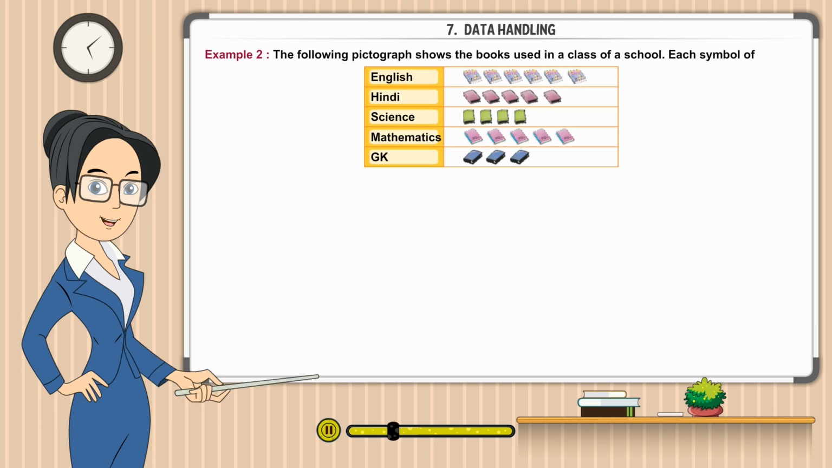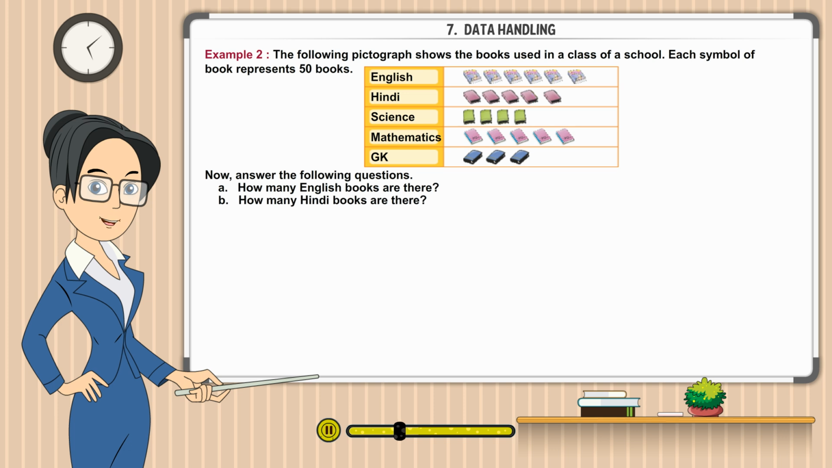Example 2. The following pictograph shows the books used in a class of a school. Each symbol of book represents 50 books. Now answer the following questions. How many English books are there? How many Hindi books are there? Find the total number of books. Find the difference between the number of mathematics and science books.